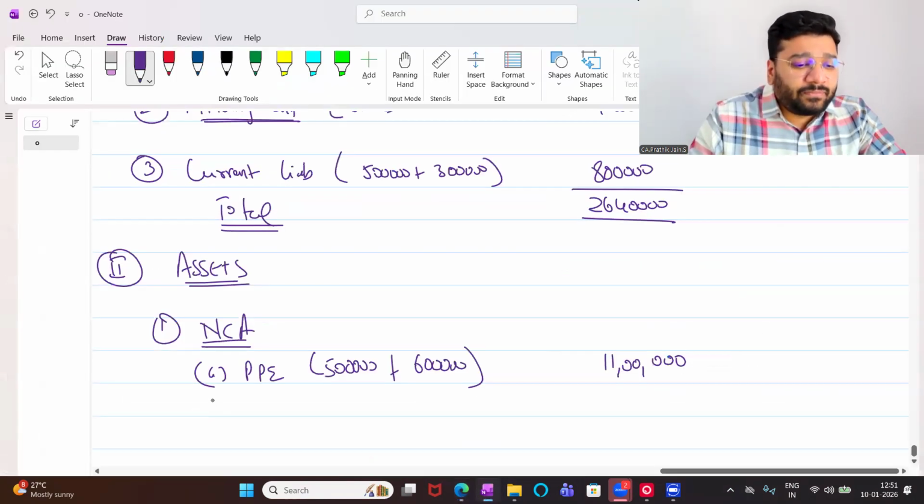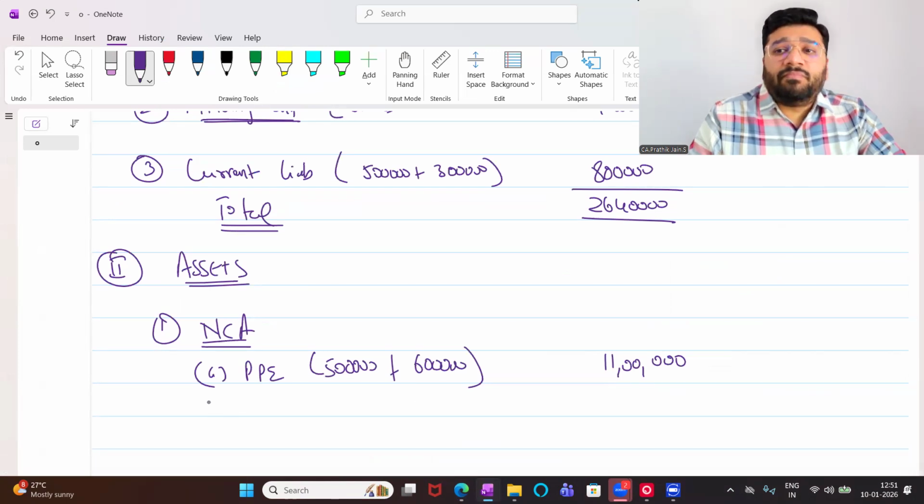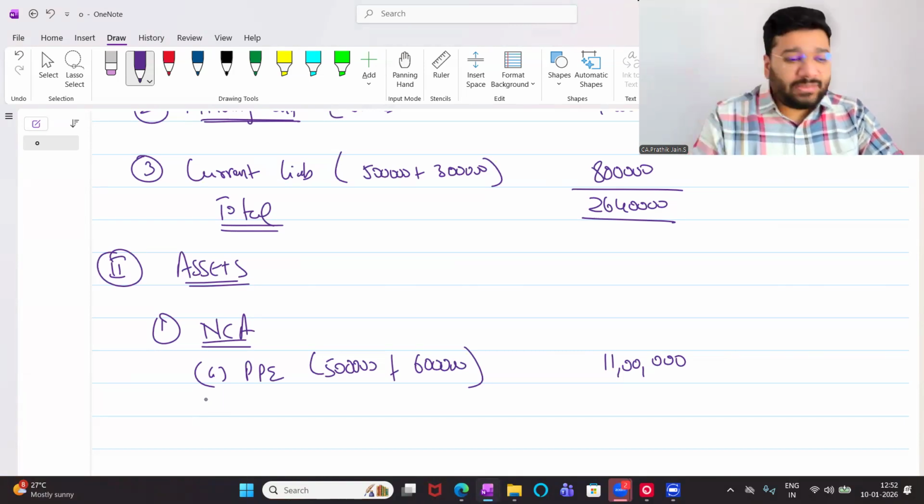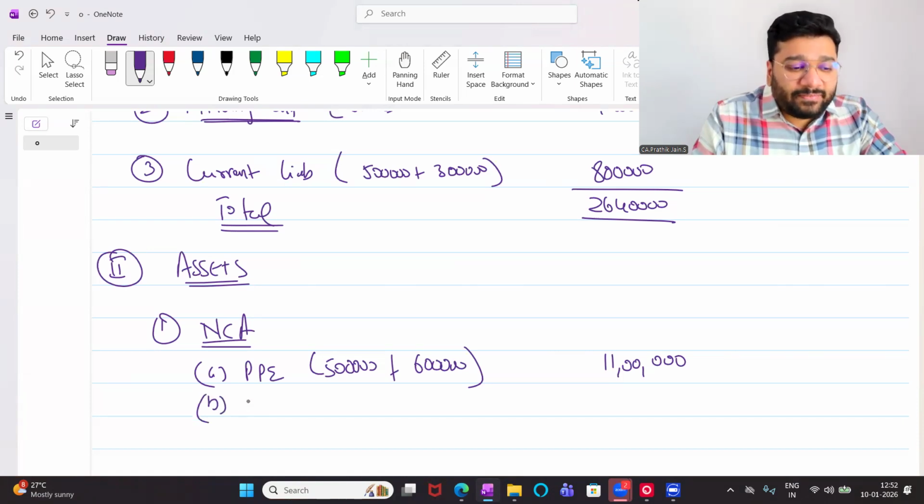Next, intangible assets. Here, it is tangible and intangible asset under the PPE. What did I do? I directly wrote all as PPE. I'm telling you, I'm not concentrating on the format. I want to focus on the concept. Next is intangible asset, goodwill.